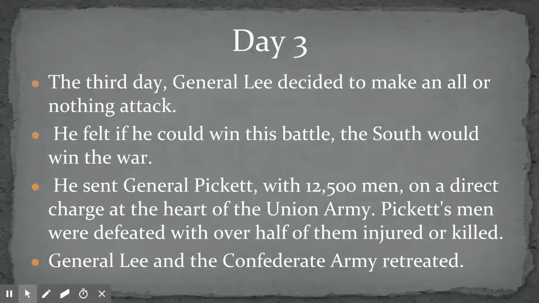By the third day, General Lee knows that he has to make an all-or-nothing attack. He really felt if he could win this battle, that the South would win the war. So he will send General Pickett with 12,500 men on a direct charge to the heart of the Union Army. Pickett's men were defeated, with over half of them being injured or killed. General Lee and the Confederate Army will retreat.